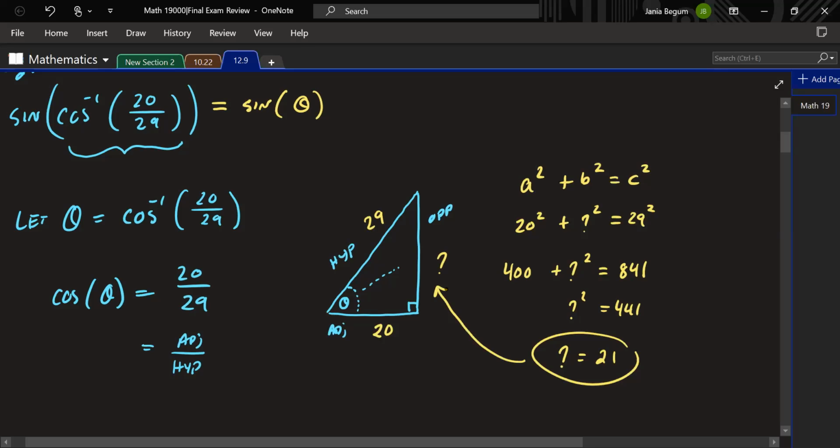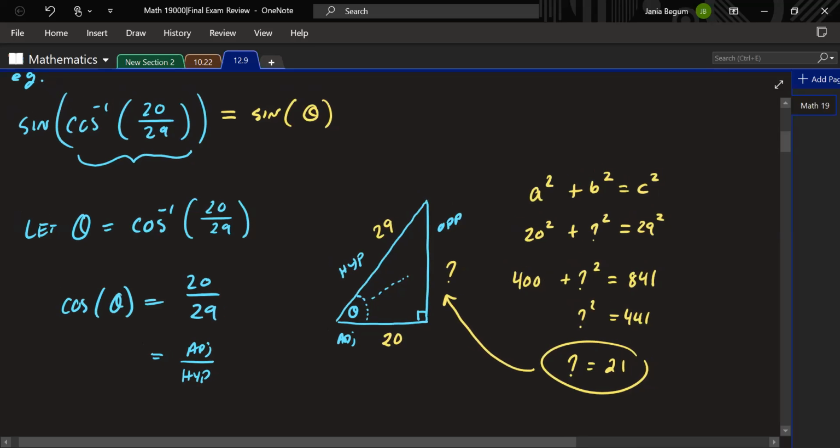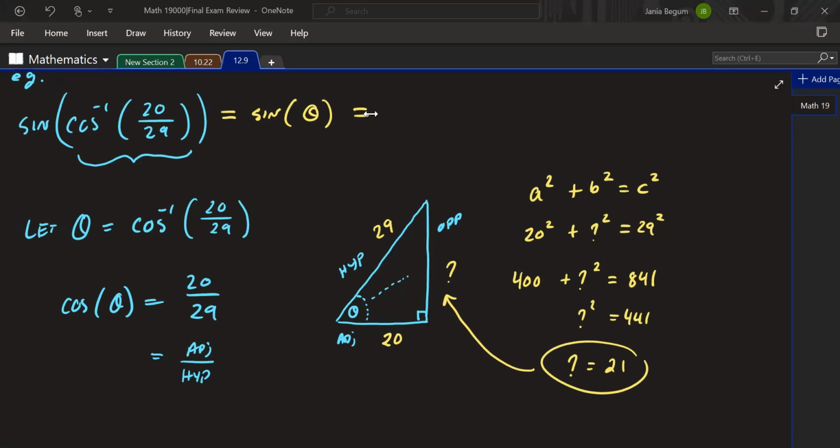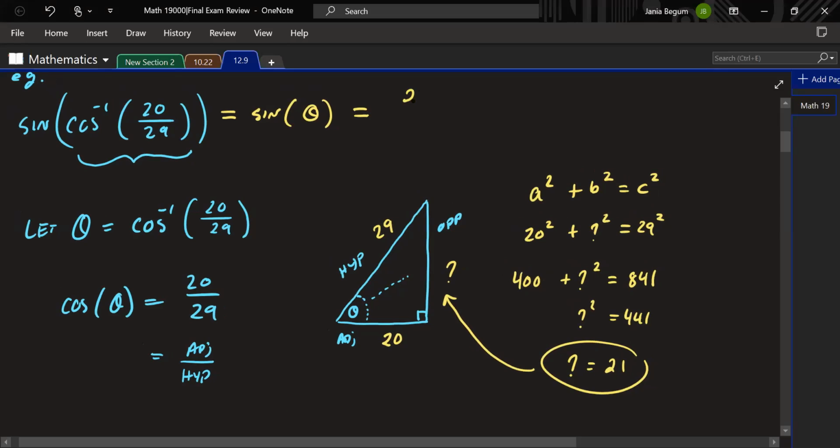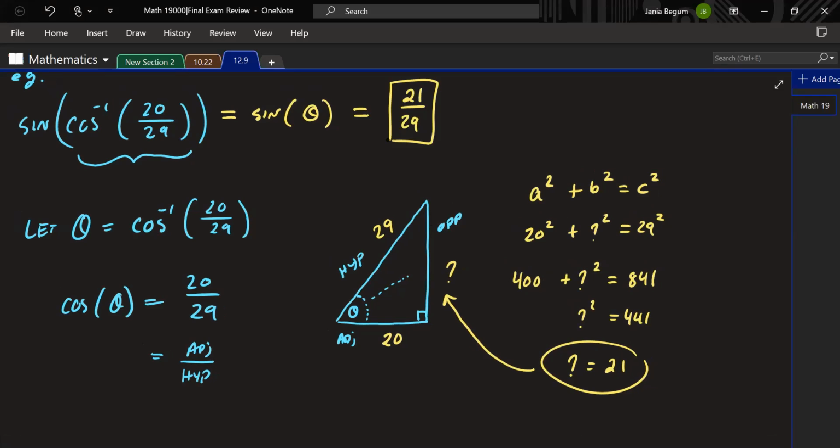Now the final answer that we're looking for is sine theta. So what is sine theta by definition? Sine is opposite over hypotenuse. So our opposite is 21 and hypotenuse is 29. So that's the exact value you're looking for. Any questions for this problem?